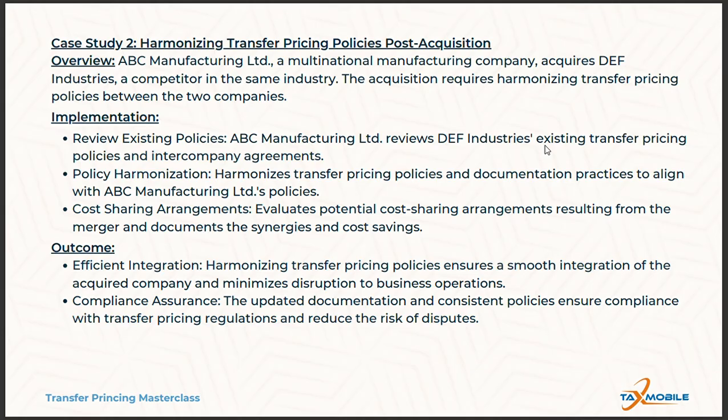The first thing they do is to review existing policies. ABC Manufacturing Limited reviews DEF Industries' existing transfer pricing policies and intercompany agreements to identify any inconsistency. Now, having reviewed the existing policies, the next thing is policy harmonization. Transfer pricing policies between the two companies are harmonized, ensuring that documentation practices are aligned and consistent across the group.